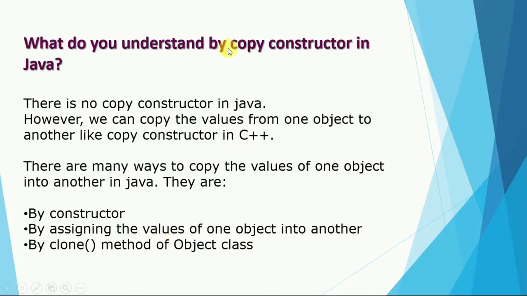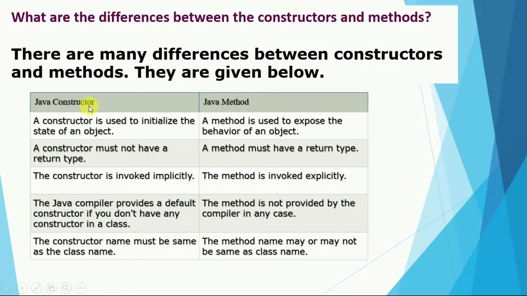What do you understand by a copy constructor in Java? We already discussed the copy constructor in our previous slide. The next question is, what is the difference between a constructor and a method? We also discussed this. A constructor is used to initialize the state of an object and a method is used to expose the behavior of an object, and a constructor must not have any return type whereas a method has a return type.